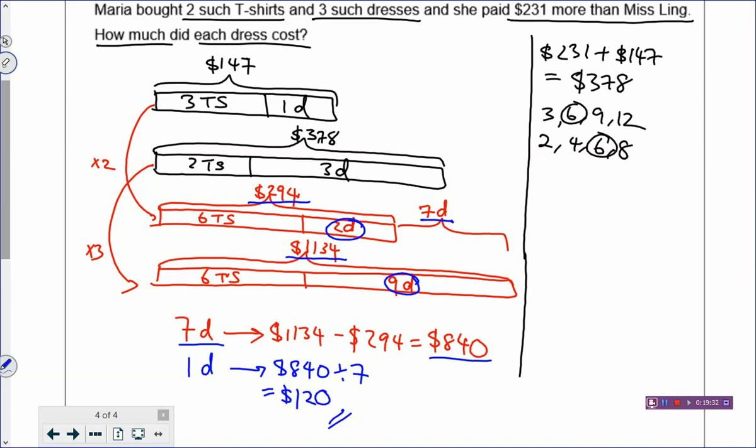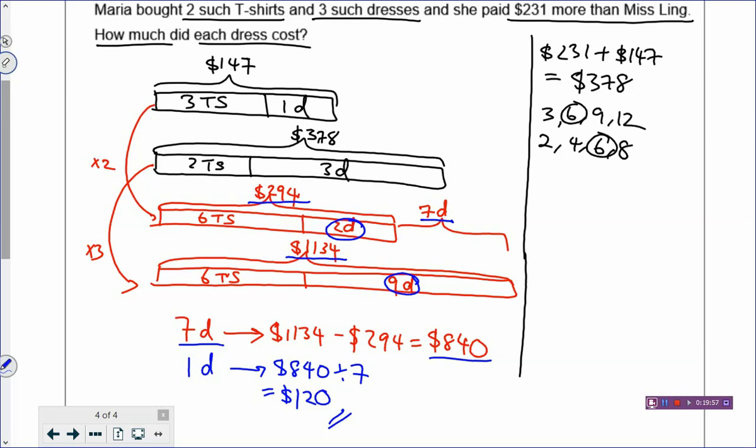So there are basically two kinds of method that you can think of when you come across these questions. Now you can think of making groups out of the model. For example, if you see an equal number, like 2 t-shirts and 2 dresses, you can start to make one group out of 1 t-shirt and 1 dress. And then you can find how many groups there are. Once you can find how many groups, you can work out the answer.